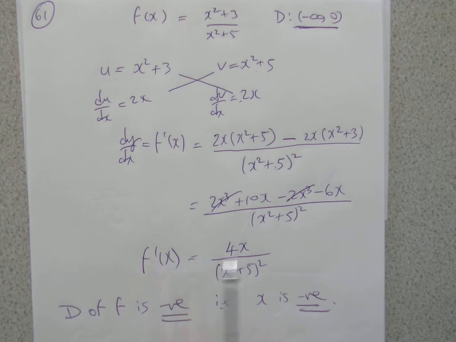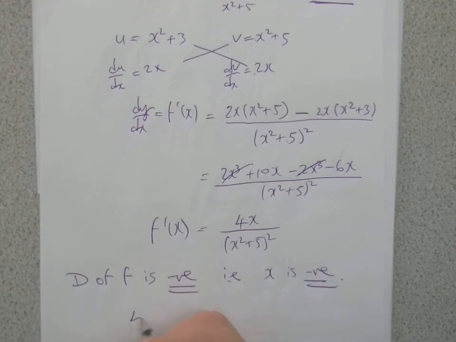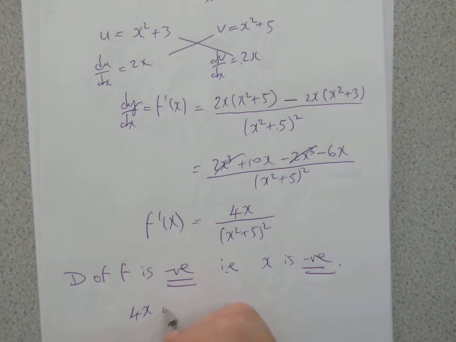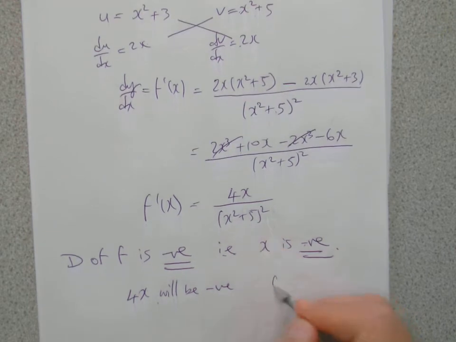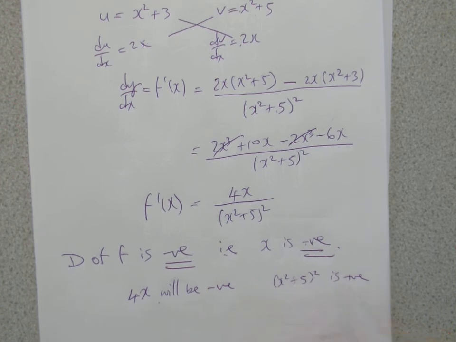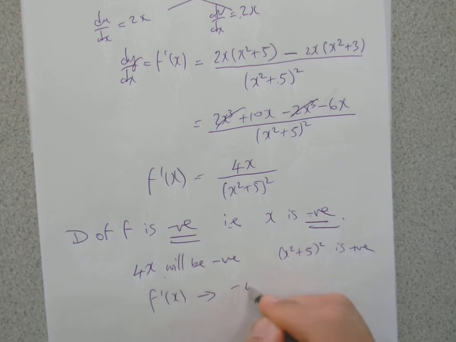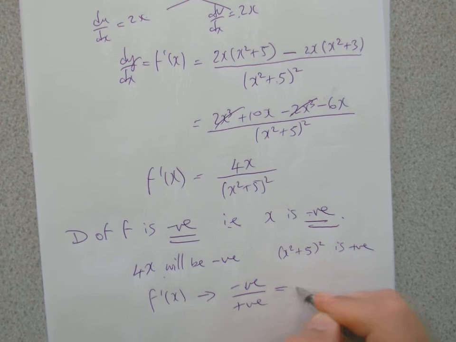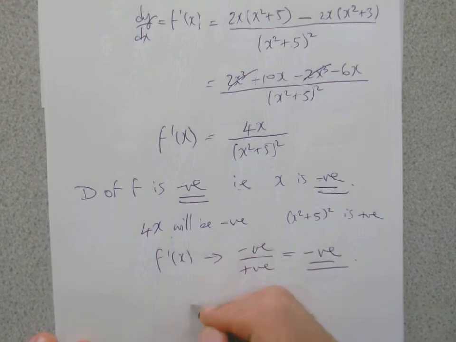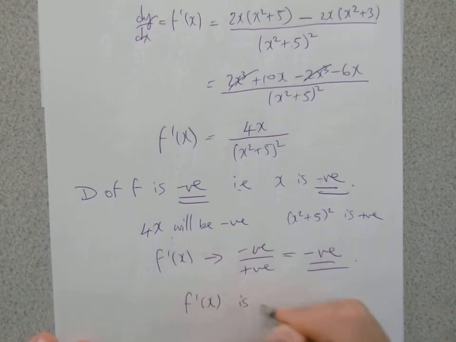So when it comes to looking at f dash of x, 4x will be negative, because the x values are negative from the domain. The x squared plus 5, however, will be positive, because it's a square. It doesn't matter what x is, when you square, it's always positive. So f dash of x, in effect, has a negative on the top and a positive on the bottom, and that always leads to a negative answer. So f dash of x is negative.